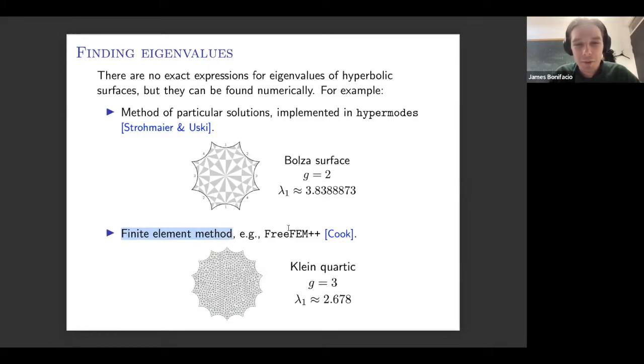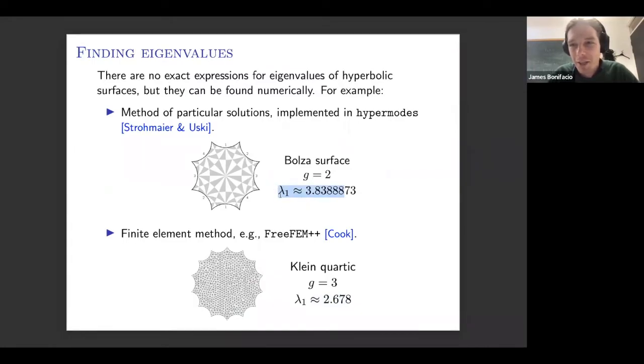So, for example, there's this open source software FreeFEM++, and this was nicely used in this thesis by Joseph Cook to compute eigenvalues for various surfaces with hyperbolic metrics. So, for example, he computed some of the eigenvalues for this genus 3 surface called the Klein quartic, and this is the surface of genus 3 with the largest symmetry group, and its spectral gap is roughly 2.678. And so I should say that these surfaces are also conjectured to have the largest values of the spectral gap for their respective genera.